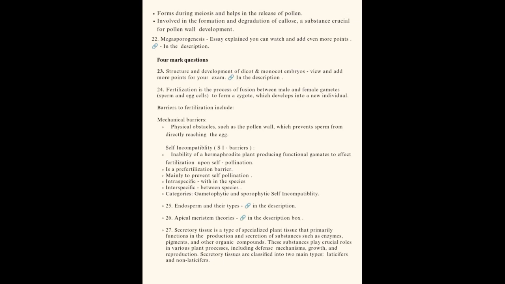Self-incompatibility (SI) barriers: inability of a hermaphrodite plant producing functional gametes to effect fertilization upon self-pollination. It is a prefertilization barrier, mainly to prevent self-pollination. Intraspecific, within the species. Interspecific, between species. Categories: gametophytic and sporophytic self-incompatibility.